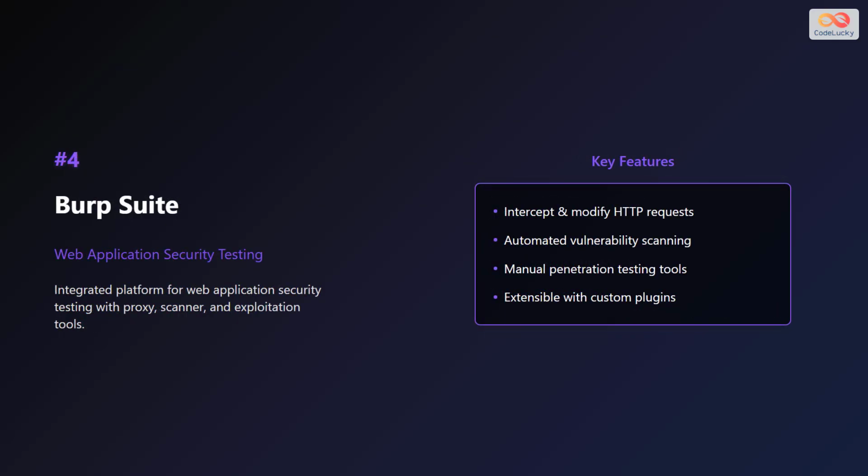The fourth tool is Burp Suite. It is an integrated platform for web application security testing. It includes tools for proxying, scanning, and exploitation. Key features include the ability to intercept and modify Hypertext Transfer Protocol requests, automated vulnerability scanning, manual penetration testing tools, and extensibility through custom plugins.